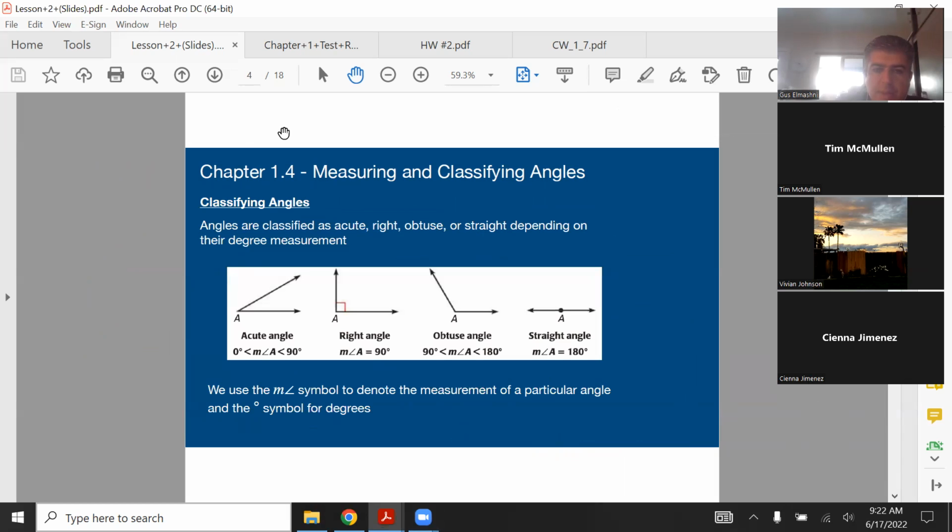Classifying angles. So we just talked about right angles. There's acute, which is less than 90. I remember this probably from 4th or 5th grade, many years ago when I was in school.